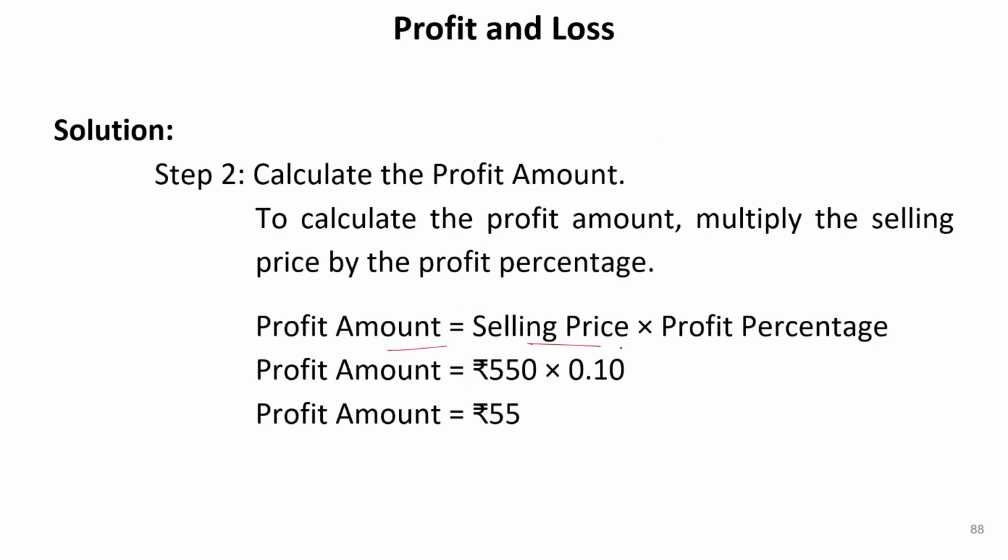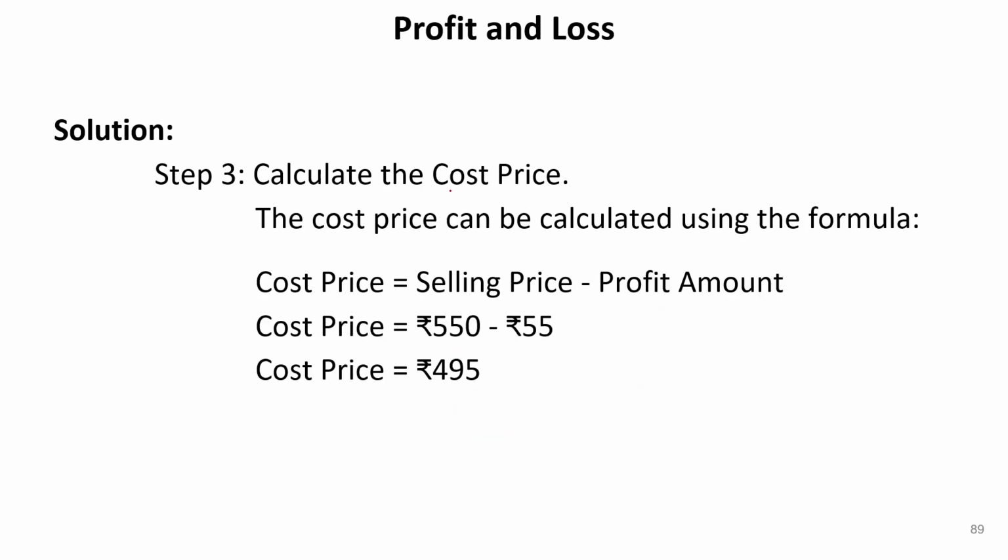So profit amount is equal to selling price into profit percentage. So 550 into 0.10, that is equal to 55 rupees, right? So calculate the cost price. The cost price can be calculated using the formula selling price minus profit amount, which is equal to 550 minus 55, is equal to 495. So 495 is the correct answer.